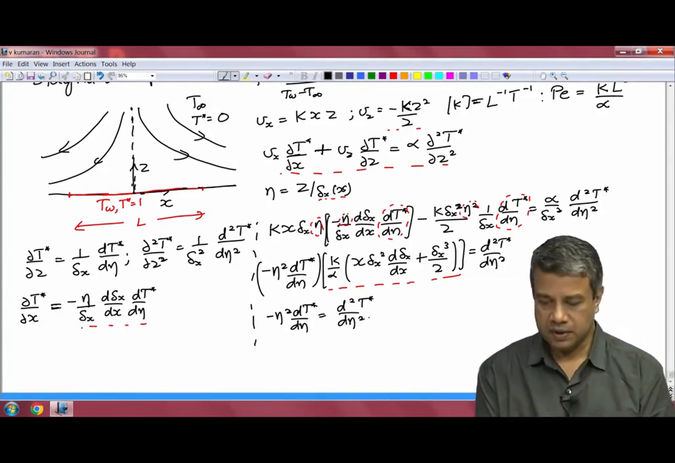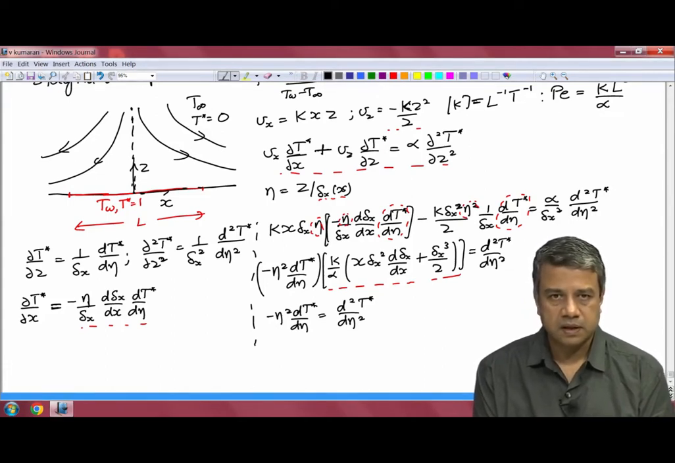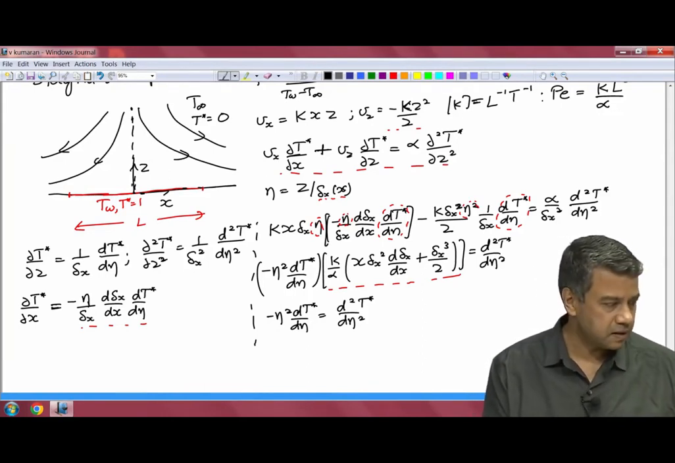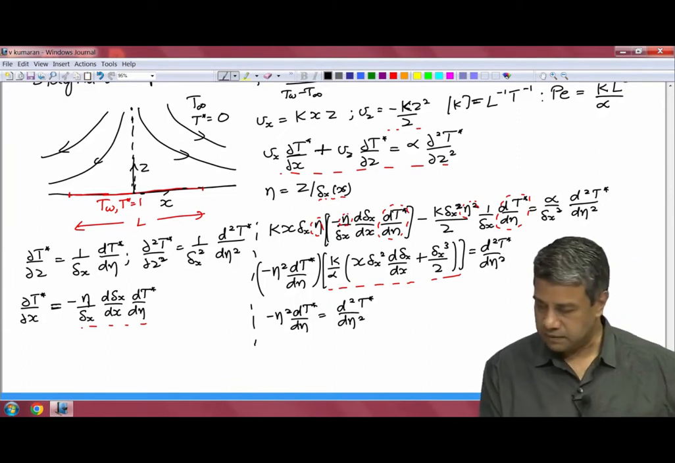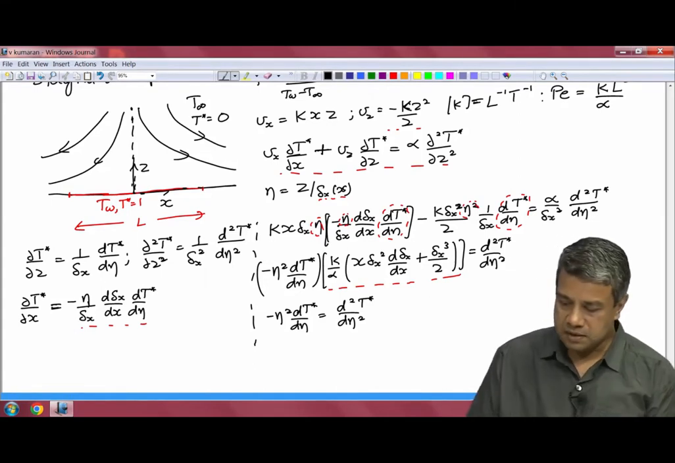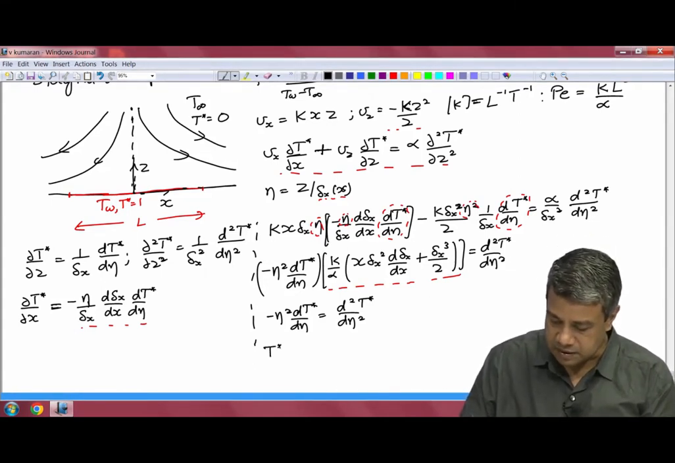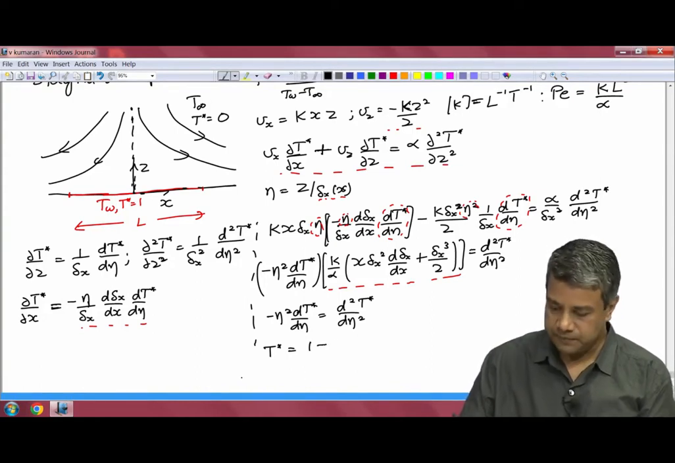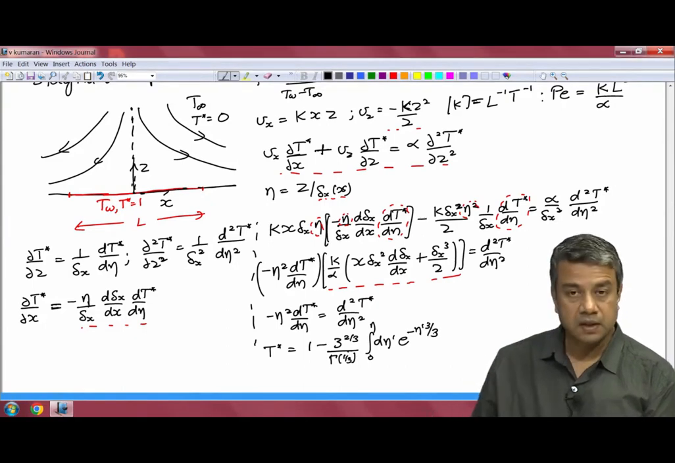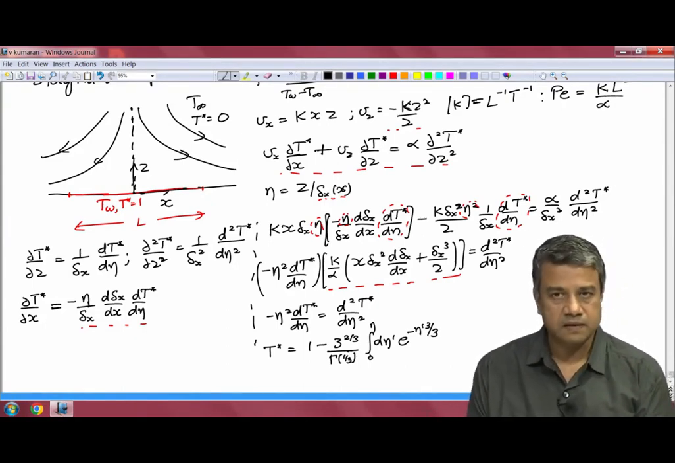That is the equation for the temperature, and you recall this was exactly the same equation that we had for the flow past a flat plate. This was the same equation that we had for the flow past a flat plate. So, this can be solved in order to obtain the temperature field. T star is equal to 1 minus 3 power 2 by 3 by gamma of 1/3, times integral 0 to eta d eta prime e power minus eta prime cubed by 3. That was the equation for the temperature in the flow past a flat plate.